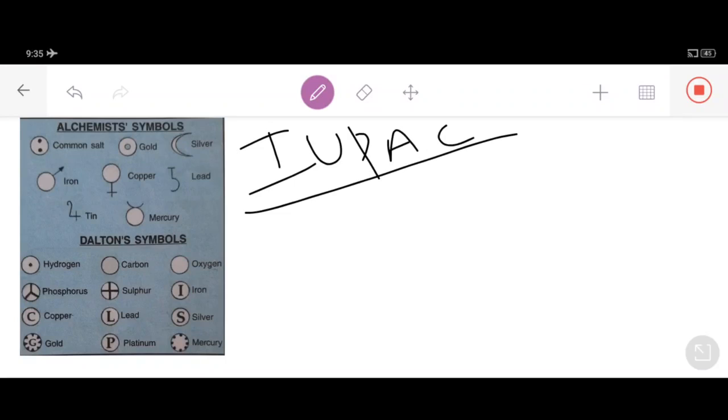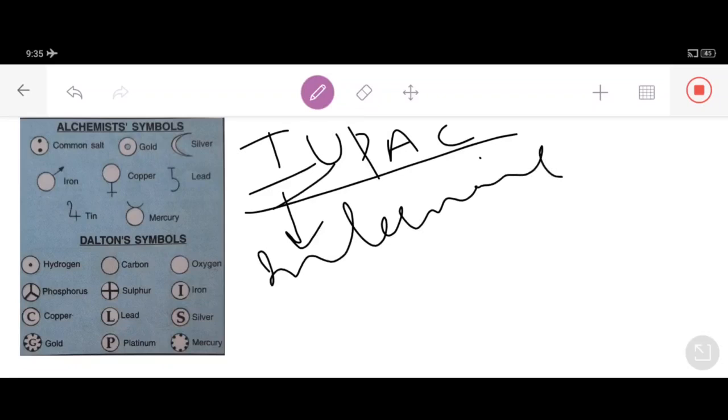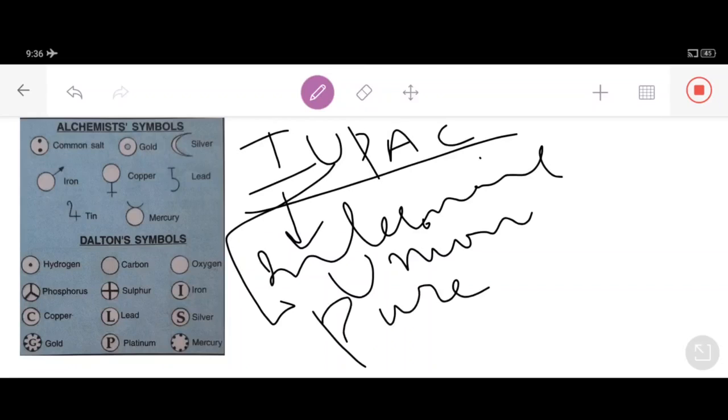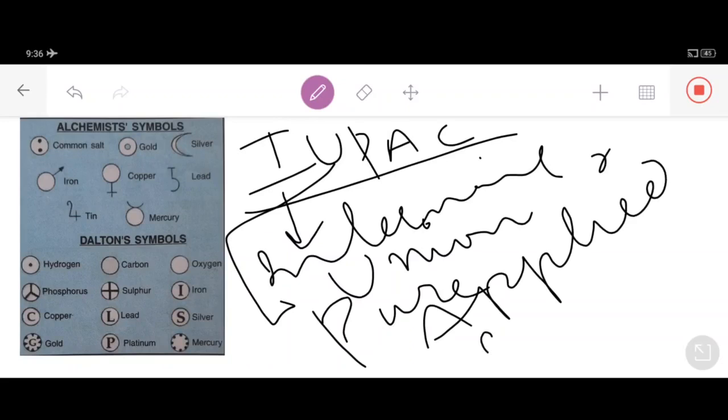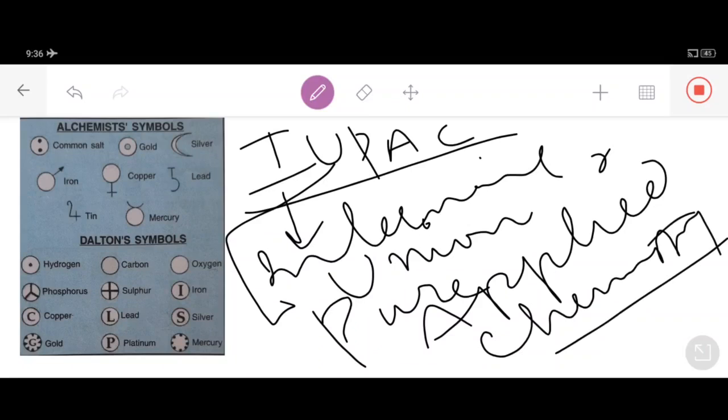International Union of Pure and Applied. This is international, I for international. U is Union, of Pure, P for pure, A for applied, and C for chemistry. So IUPAC, the International Union of Pure and Applied Chemistry, approves names of elements. Dear students, mark my words.